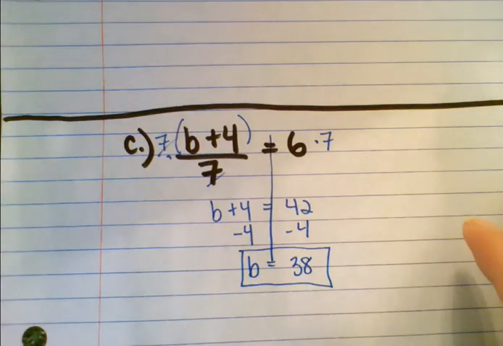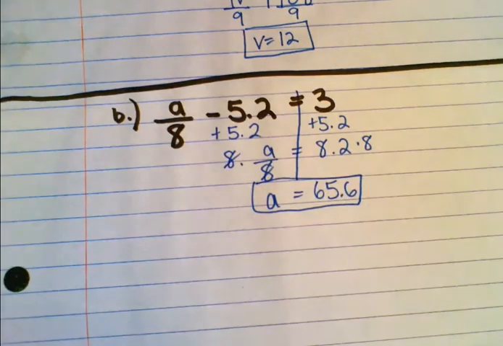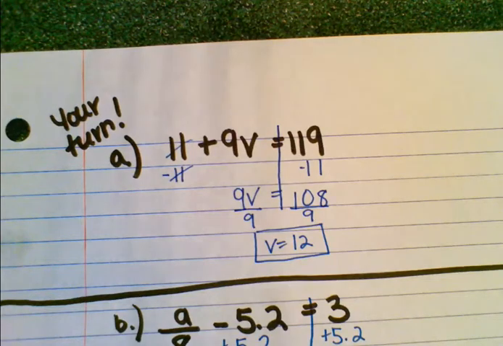So again, letter C, you should have gotten b equals 38, and then for letter B, you should have gotten that your variable equals 65.6, and for letter A, you should have gotten your variable equals 12. Alright, let's go back to our problem up here.